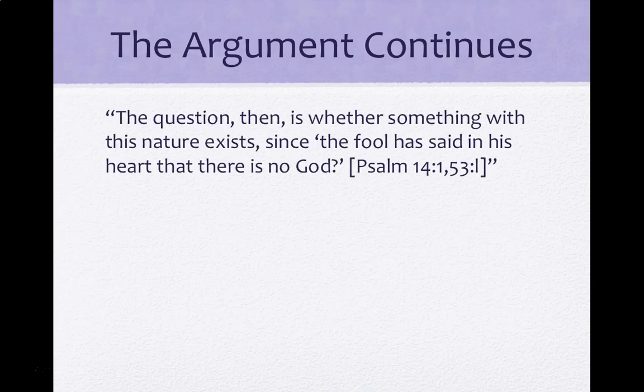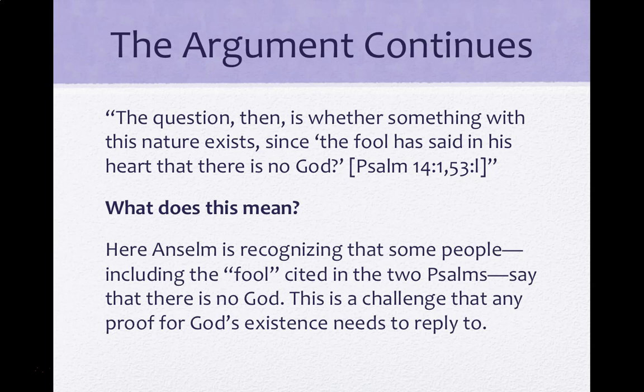All right. From the first premise, the argument continues. The question, then, is whether something with this nature exists, since the fool has said in his heart that there is no God. Psalms 14:1 and 53:1. What does this mean? What's going on here? Here, Anselm is recognizing that some people, including the fool cited in the two Psalms, says that there is no God. And this is a challenge that any proof for God's existence needs to reply to, right?